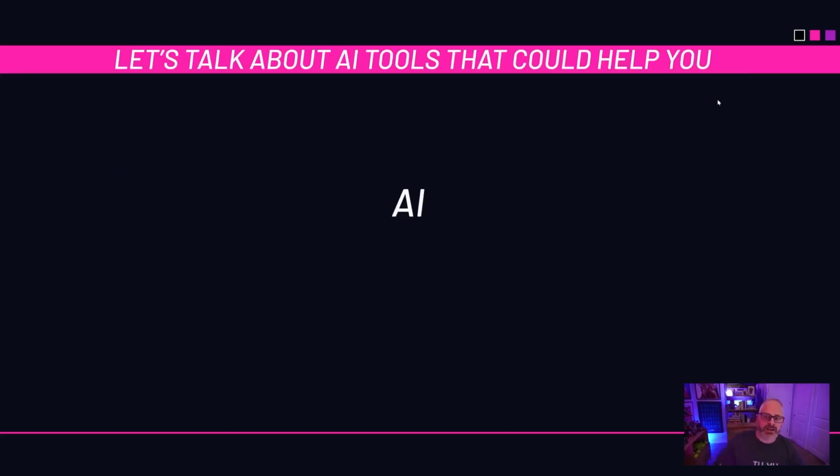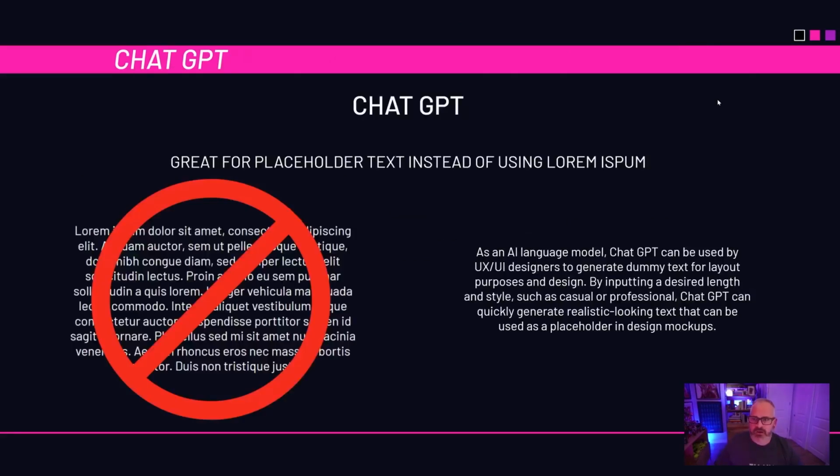So now let's talk about AI and how you can actually use AI to help you. For example, using ChatGPT, I'm sure a lot of you have heard of ChatGPT. ChatGPT is also really good to replace placeholder text in your UI layout. Back in the day, we used to use Lorem Ipsum, which is basically just Latin faux text. And now we can actually use ChatGPT to generate dummy text in part of your layout.